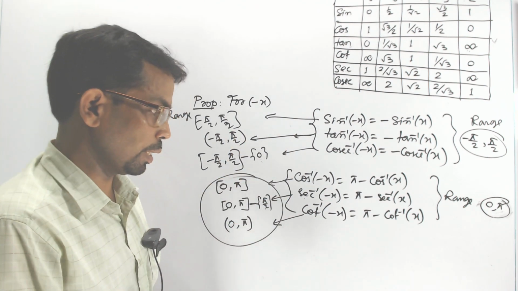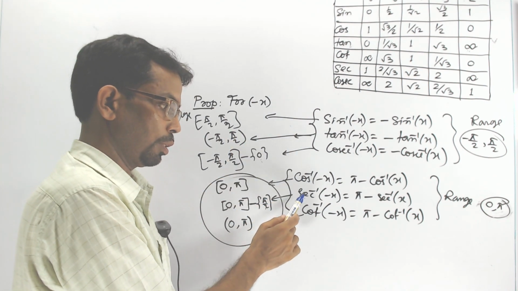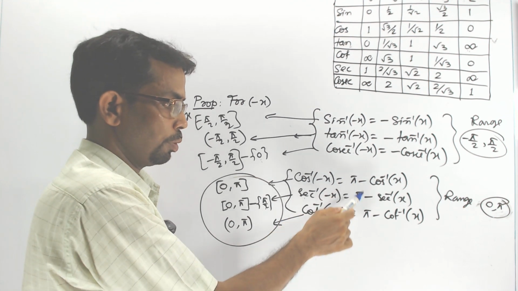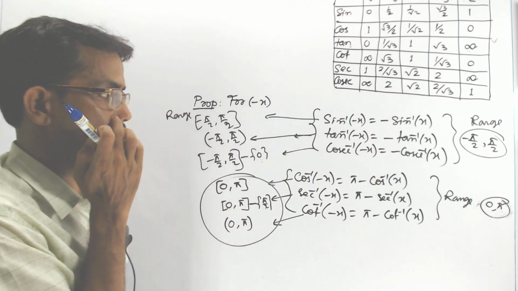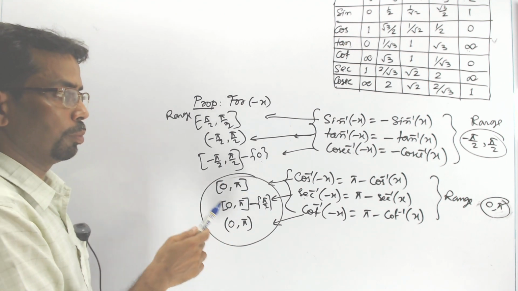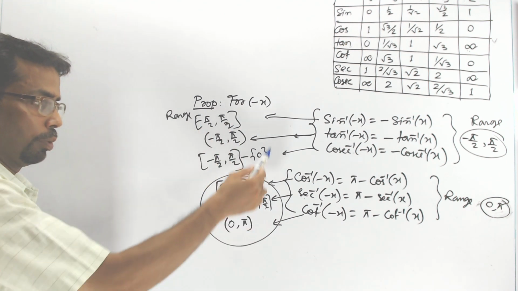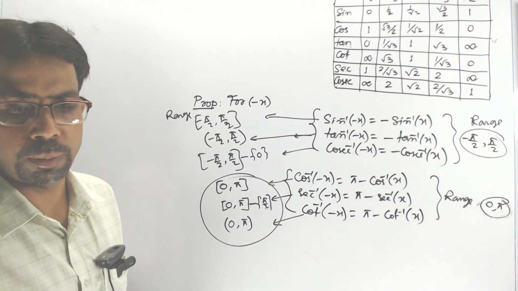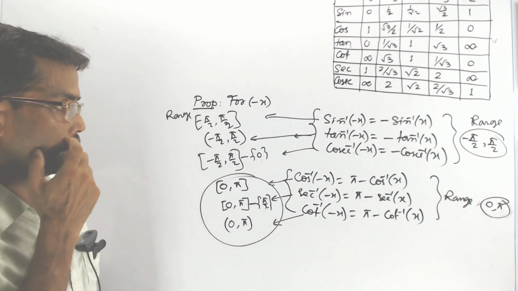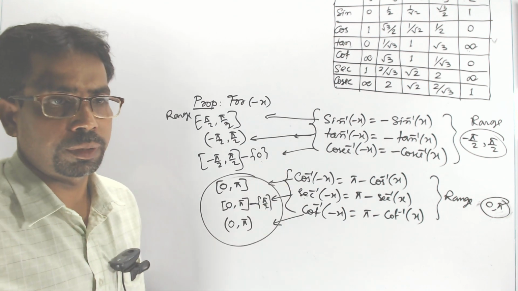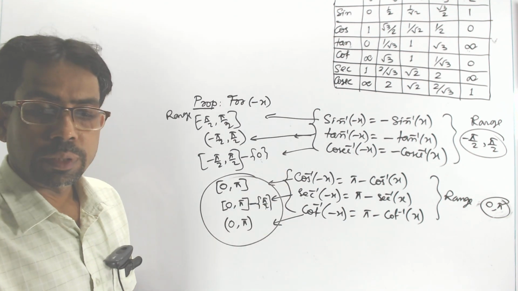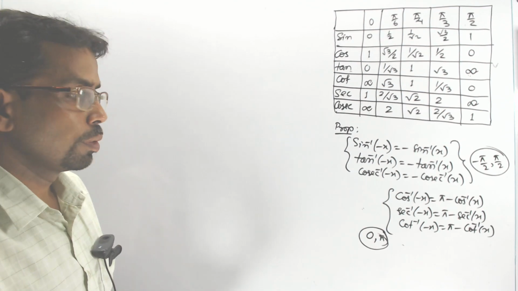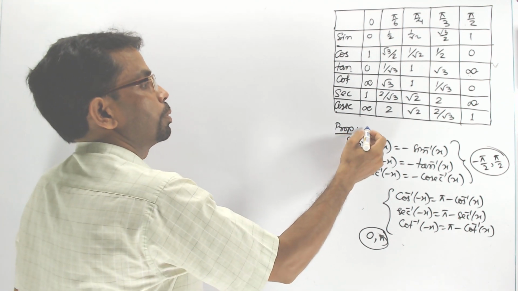I am telling you once again, you memorize like this: cos, sec and cot one group, the pi minus group, and for the remaining, you can directly take the minus out. And this is how we memorize the range. With the help of this property, you can memorize the ranges of the principal value branches of the 6 inverse trigo functions. So this we can write as the first property.